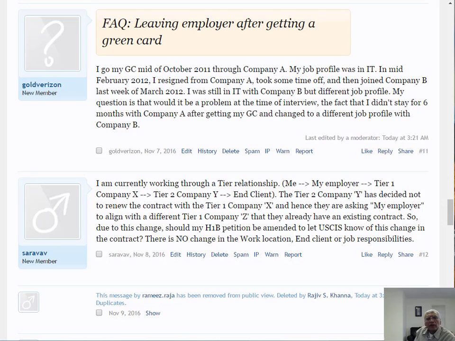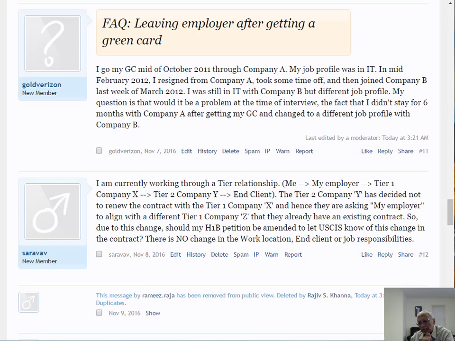But you see, you got your green card in mid October 2011, and you took time off only in Feb 2012. I don't think you're going to have any problem. Unless in October you had already decided to leave this employer. Then it could be a little trickier. But as long as, on the date you got your green card approval, it was your intention to stay indefinitely.